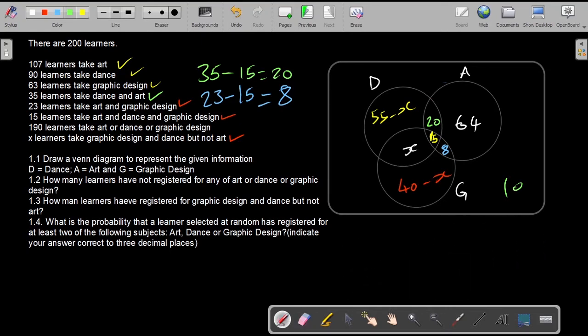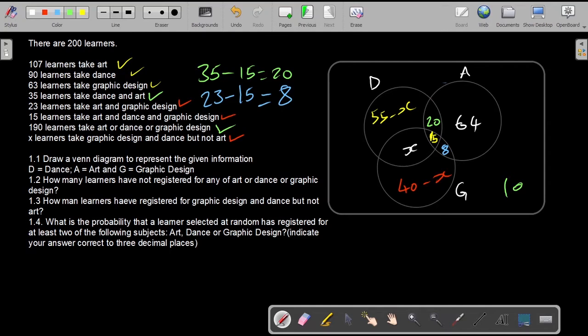So 10 learners don't fall in any of these classes: dance, art, or graphic design. So we basically put them on their own on the outside, right? So that is how you denote that, because the sum of this portion is 190. So we've dealt with all the statements that were given. All the statements are always helpful, and this is how you'd fill up your Venn diagram. So you should expect to get your full marks for having all of this: the box for the sample space, the circles for each of the classes, and all the values filled in according to your calculations.